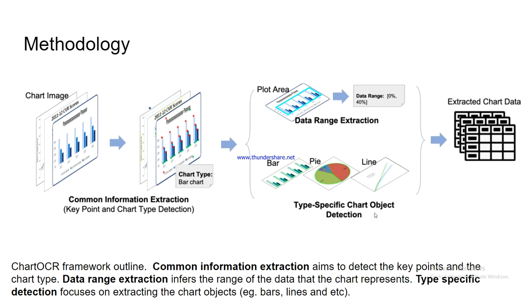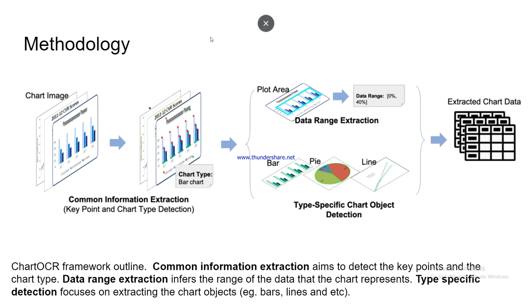By using both, data range extraction infers the range of data that the chart represents, and the type-specific part focuses on extracting the chart objects. It does the extraction based on the chart type, whether it is a bar chart, line chart, or pie chart. Then it converts all the information extracted into a semi-structured table.